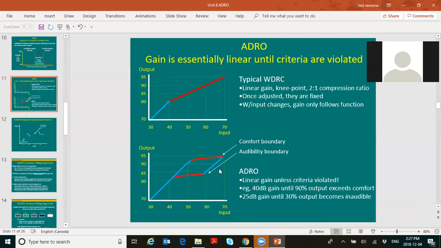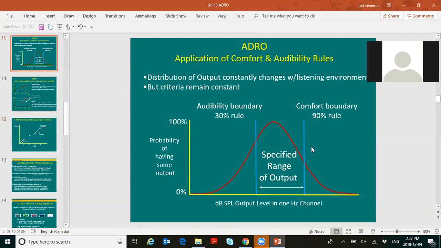They're using linear gain, but they're using more or less, according to the different rules that get violated. An audibility boundary and a comfort boundary. And these are set up, custom made for each listener. So please don't think that it's all the same in all the hearing aids. It depends on the hearing loss that's entered, of course.